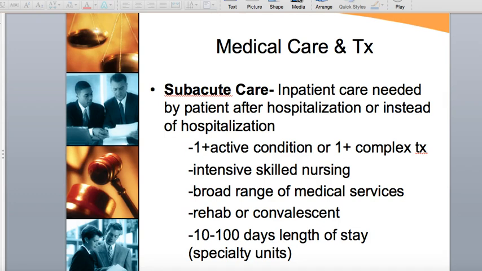Subacute care is usually delivered by intensively skilled nurses. A broad range of medical services can fall under subacute care, and it also includes some need for some type of rehabilitative or long-term residential services during the course of treatment. In addition, when you're talking about subacute days, you're looking at an inpatient stay of at least 10 to 100 days in a specialty unit created to specifically address that active condition or complex treatment need.